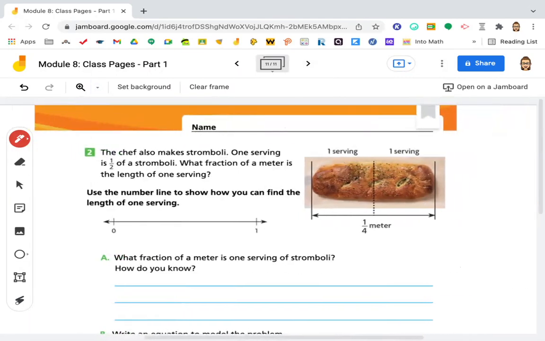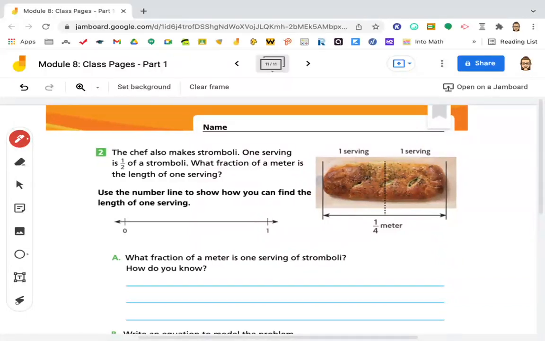And it says the chef also makes stromboli. One serving is 1/2 of a stromboli. What fraction of a meter is the length of one serving? Use the number line to show how you can find the length of one serving.